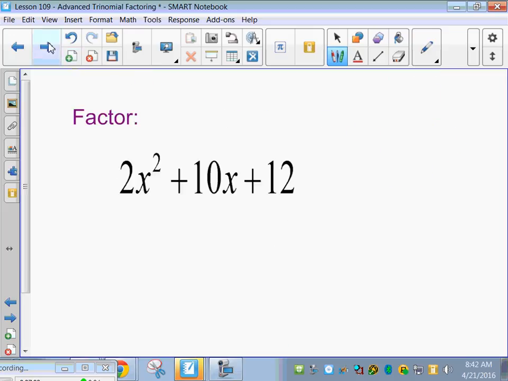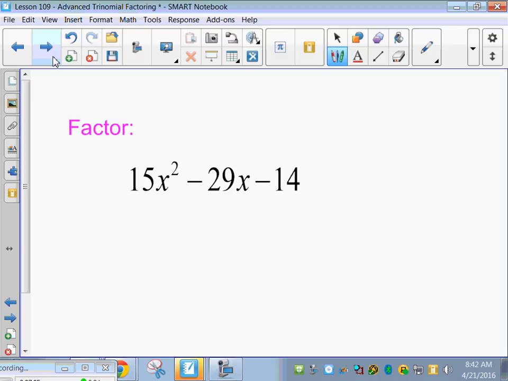All right, let's go to the next one because it's really hard. 15x squared minus 29x minus 14. Okay, so we might need to calculate. So here we go.